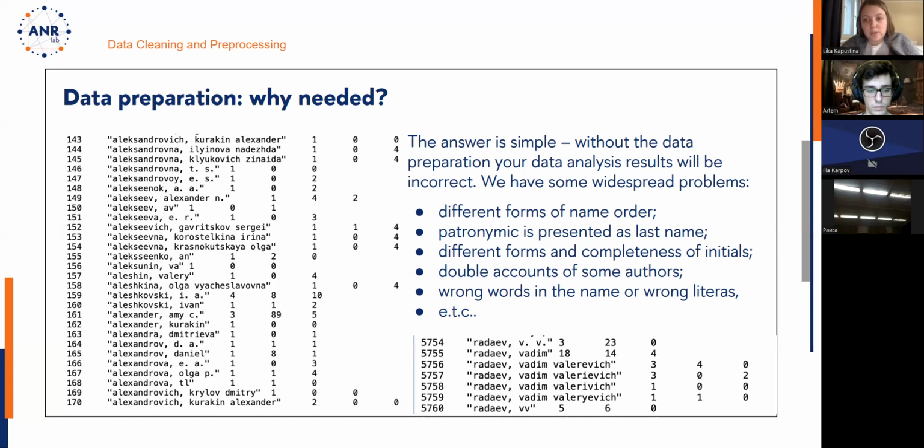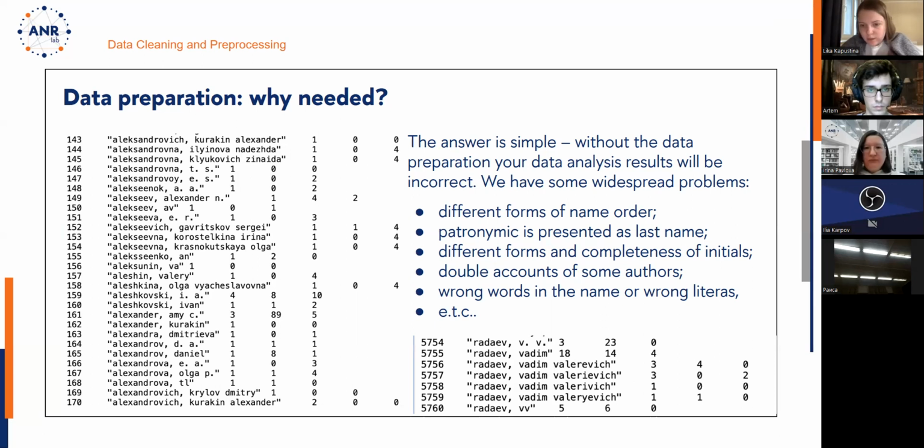And double accounts of some actors, as Irina said before. For example, we can find here 7 accounts for Vadim Valerievich Radaev, and if we want to build some network and say something about Radaev's importance in the sociological network of science, we can say nothing about his real importance in this network, because we have 7 accounts for Radaev. So this is the main reason why we need data preparation. Let's go to the next slide.